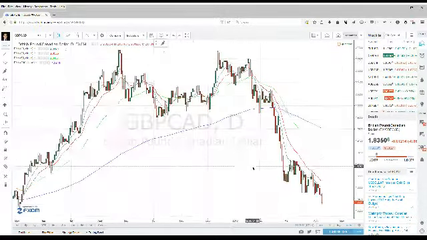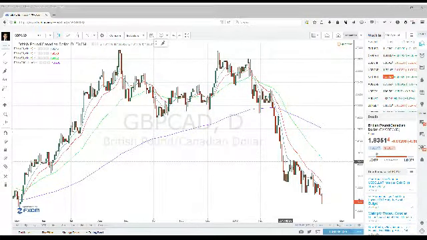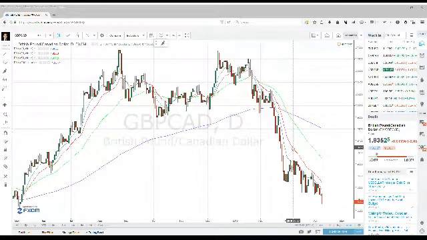Now the way it works is you want to make sure that to consider this a good downtrend, the 10 period moving average is below the 20, below the 50, and below the 200. This is how it works. Okay, nice. So that's what you want to do. You want to make sure that the 10 period moving average is below, then you have the 20 above, then the 50, then the 200.